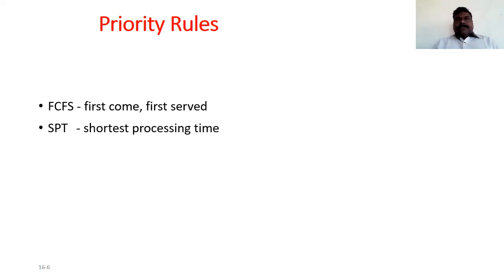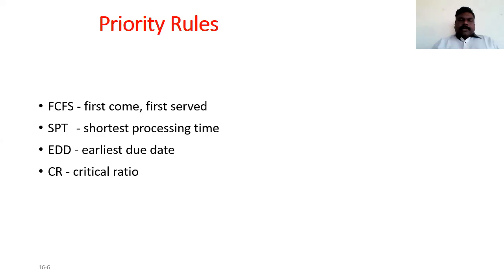Shortest processing time: if a job has the shortest processing time, we are going to take that into consideration first, then we will go to the next. EDD, earliest due date. In a month we have so many jobs. We have given some delivery dates to everyone, for example the 15th, 20th, 25th, 30th, 31st. Then what we are going to do is finish the 15th first, then the 20th, then the 25th, then the 30th, then the 31st. So that is the earliest due date that we are going to take into consideration.